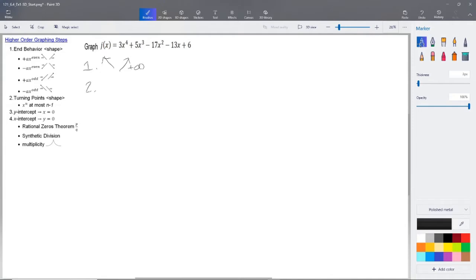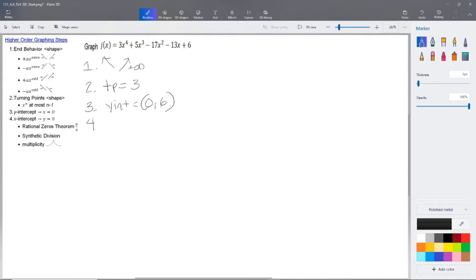2, how many turning points is this thing going to have? Well, it's x to the fourth, and what we say is 1 minus that number. So the TP, the turning points, is going to equal 3. Now it could have less than 3, but at most it's going to have 3. Number 3, the y-intercept. The y-intercept, just like before, is the value that doesn't have an x with it. So in our equation here, the only one that doesn't have an x is the 6 here. And so our y-intercept is going to be 6, or as we like to say, (0, 6).